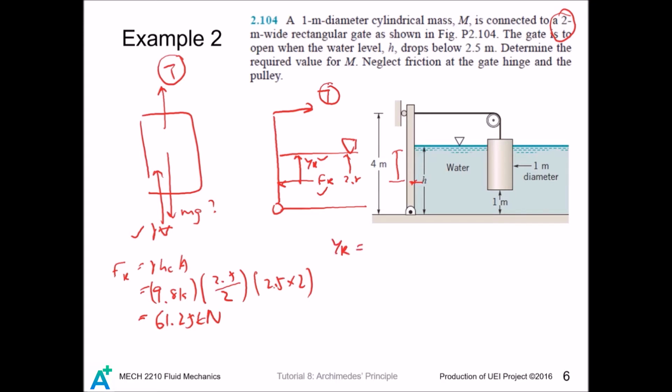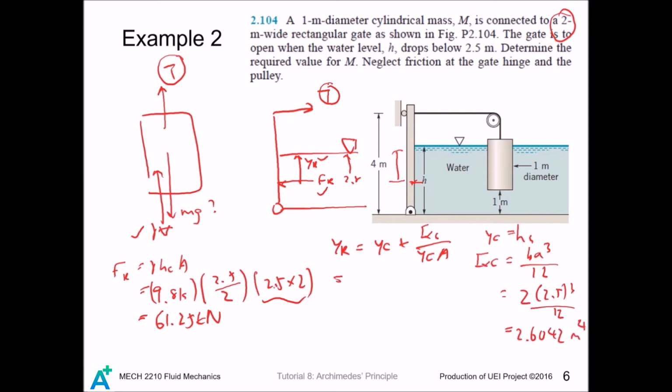And YR is the location of the pressure center, and that is YC plus I_xc divided by YC times area. Again, YC is HC, and the area is here, but I_xc is b a cubed divided by 12, and that is the width of the gate times 2.5 cubed divided by 12. We plug in the values, and that is 1.6667 meter. So this length is 1.6667.